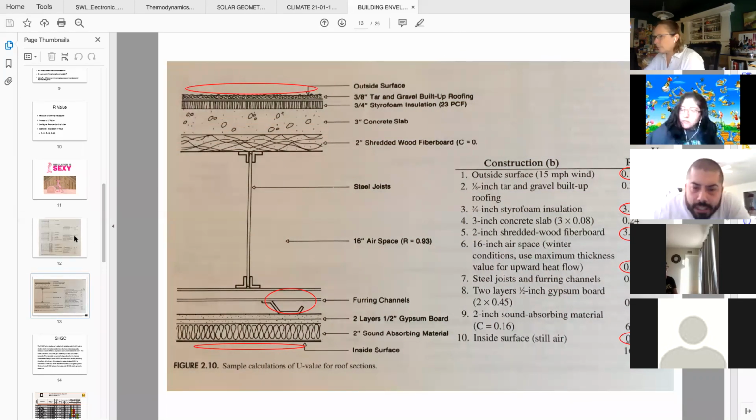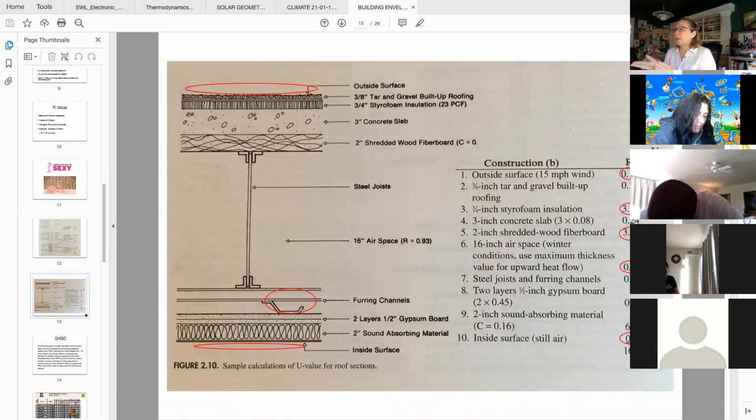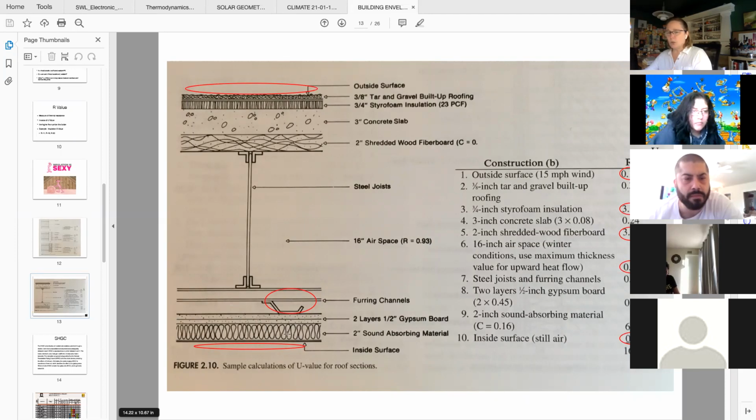What is a furring channel? A furring channel is, so you have a stud, and then to fur is to make something thicker by adding another piece of material. In this case, it's a metal furring stud. Sometimes it's wood, to have another surface to attach drywall or another material to.